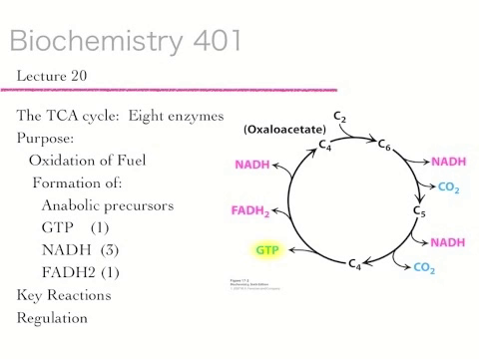Biochemistry 401 Lecture 20. Today we're going to talk about the TCA cycle. This is a cycle that involves 8 enzymes, and its purpose is the oxidation of fuel and the formation of anabolic precursors. This cycle also produces 1 GTP, 3 NADH, and 1 FADH2. We're going to discuss key reactions of this cycle and its regulation.